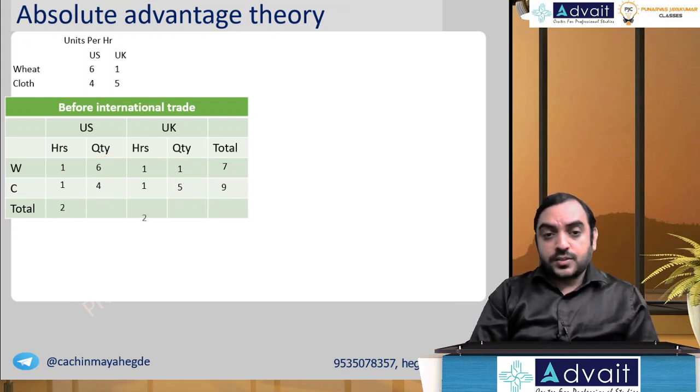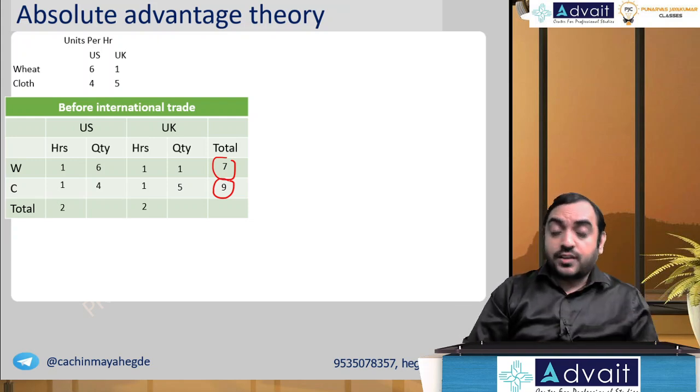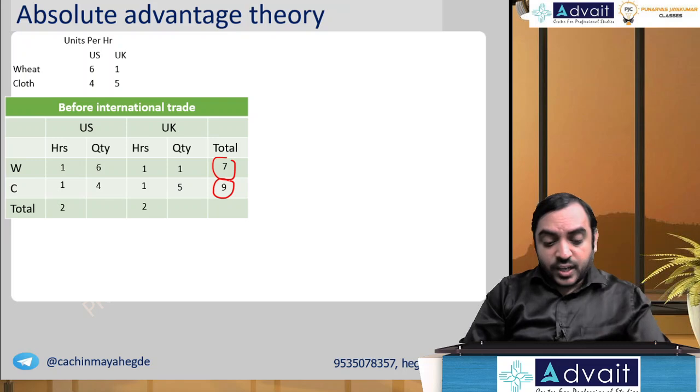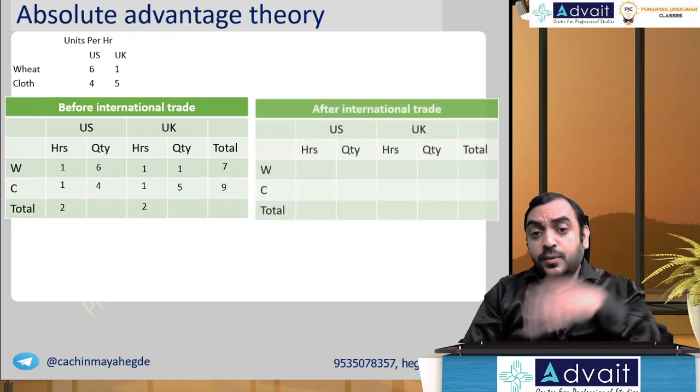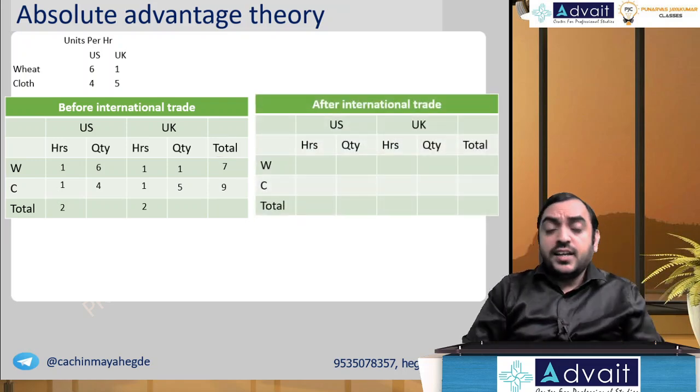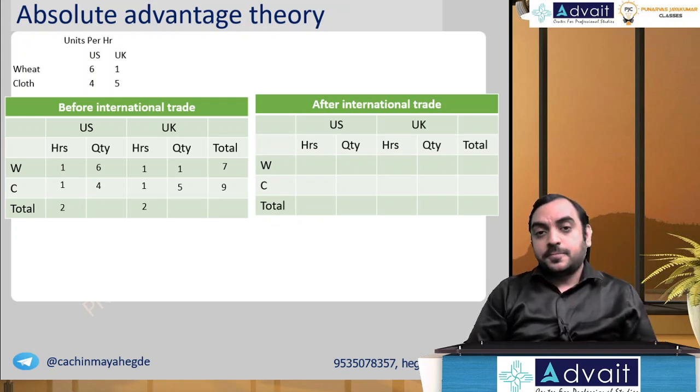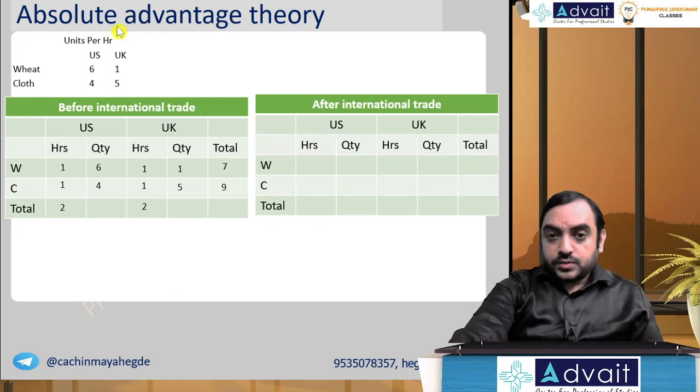So in 2 hours you could produce totally 7 wheat and 9 cloths. This is before international trade, before specialization. Write down this table, then we'll repeat the same table after international trade if specialization is done. First you write down.